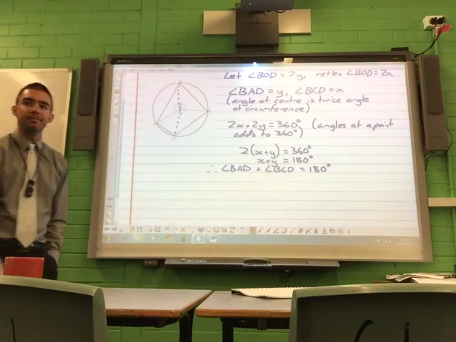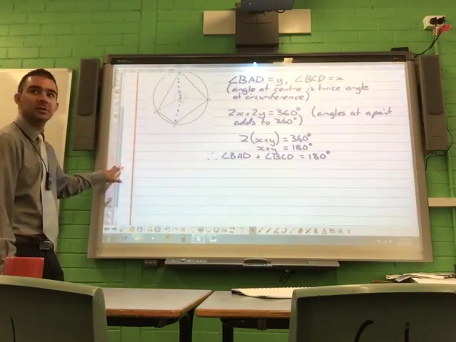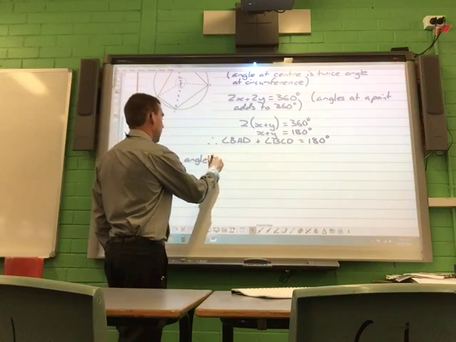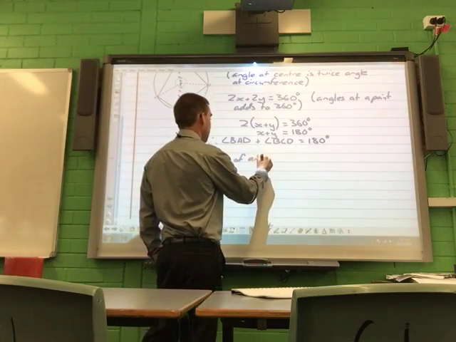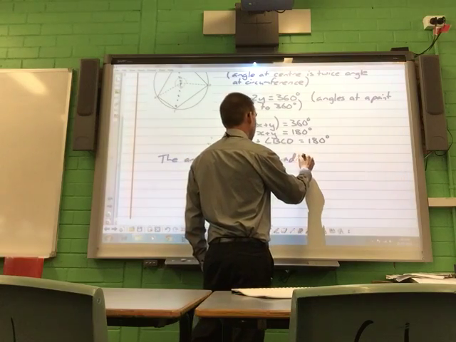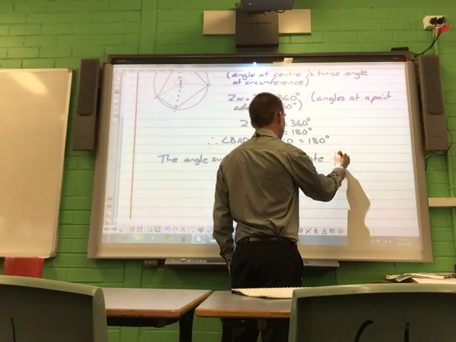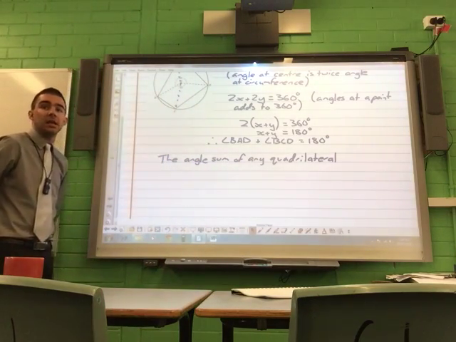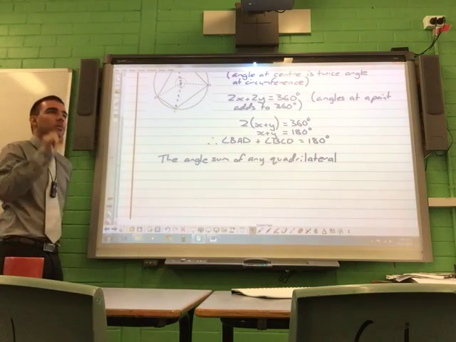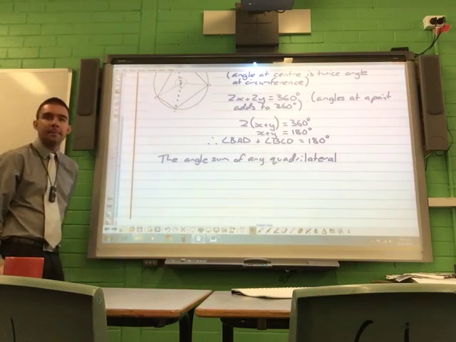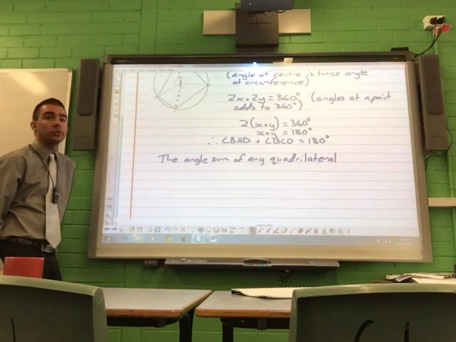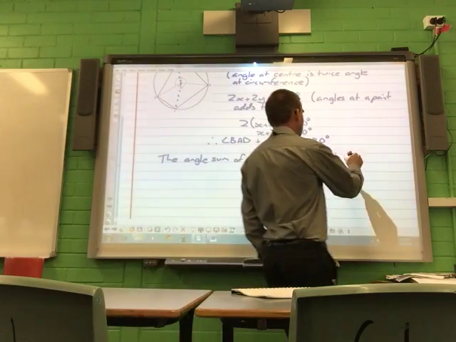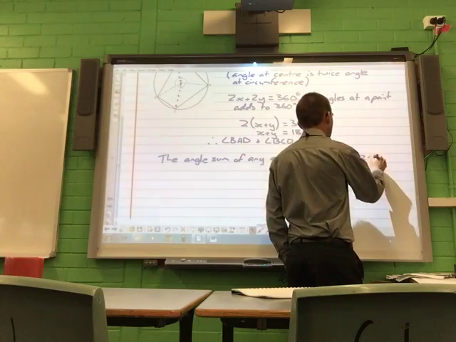What's the angle sum of a quad? Any quadrilateral. So the angle sum of any quadrilateral, because any quadrilateral can be made from two triangles, and we know that sum of the angles in any triangle you form is 180. Okay, so that means if you join two of them together, the four angles will equal 360 degrees.